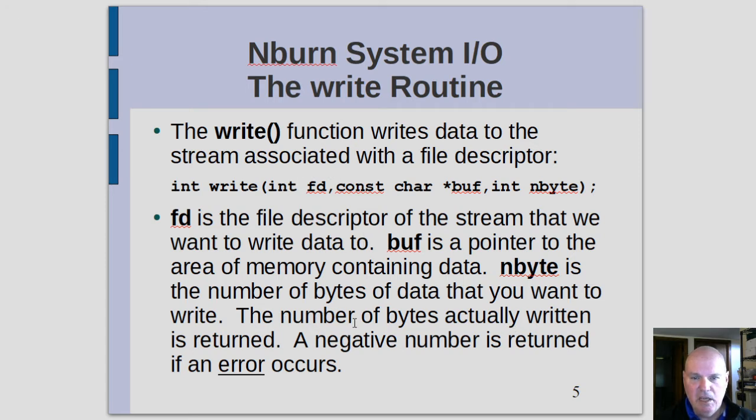There's no guarantee that the number of bytes that you request to be written are actually written in a single write. And I'll talk more about that in just a second. The issue there is that not all streams can handle an arbitrarily large number of bytes, and so the operating system may actually break your single write up and write a smaller number of bytes than you request. You get a negative number back if an error occurs.